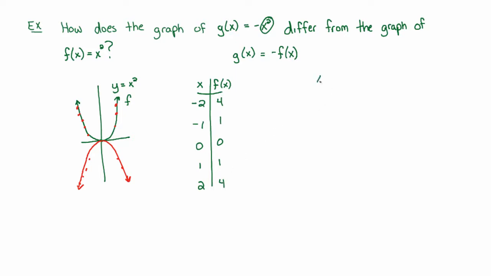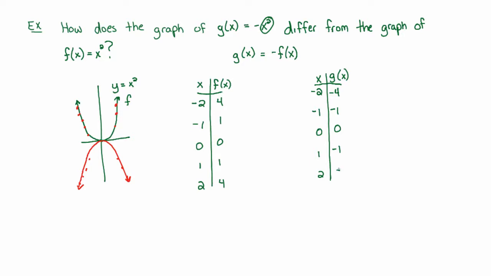And now make a corresponding table for g of x. Remember, g of x is just negative x squared, so I'm going to plug in negative 2 again, negative 1, 0, 1, and 2. If I plug in negative 2 in there, I get negative 2 squared, which is positive 4 times a negative. And the same thing will be for all of these cases.